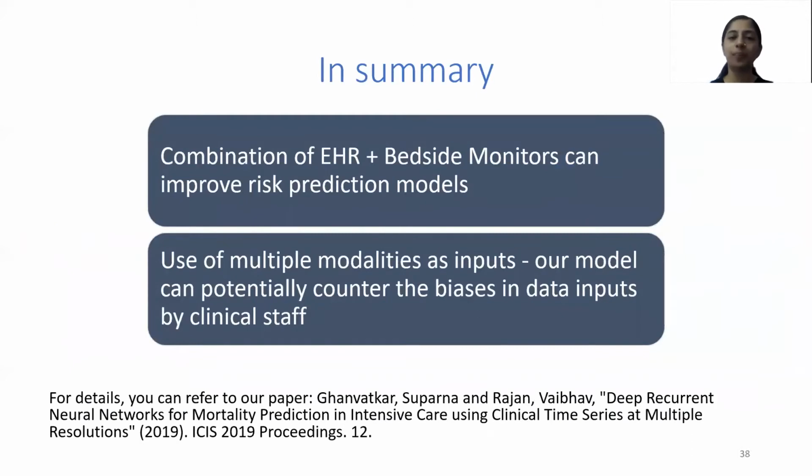So in summary, we can conclude that the combination of electronic health records and the bedside monitors can improve risk prediction models. And also that using multiple modalities of inputs, especially the bedside monitors, which have an automated input, not manual recordings by clinical staff, can potentially counter the biases in data inputs.